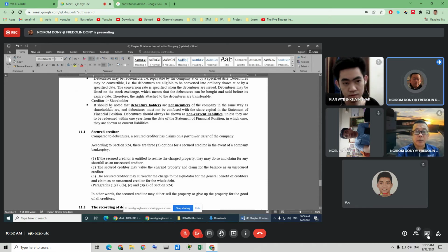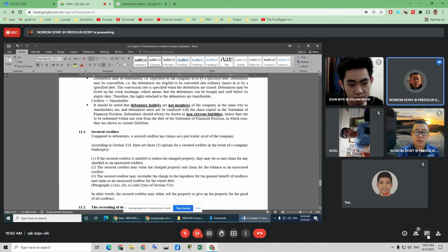It should be noted that debenture holders are not members of the company in the same way as shareholders are. Debentures must not be confused with the share capital in the statement of financial position. Debentures should always be shown as non-current liability. So when you present in the statement of financial position, this is under non-current liability. Debenture holders are not members, not shareholders.